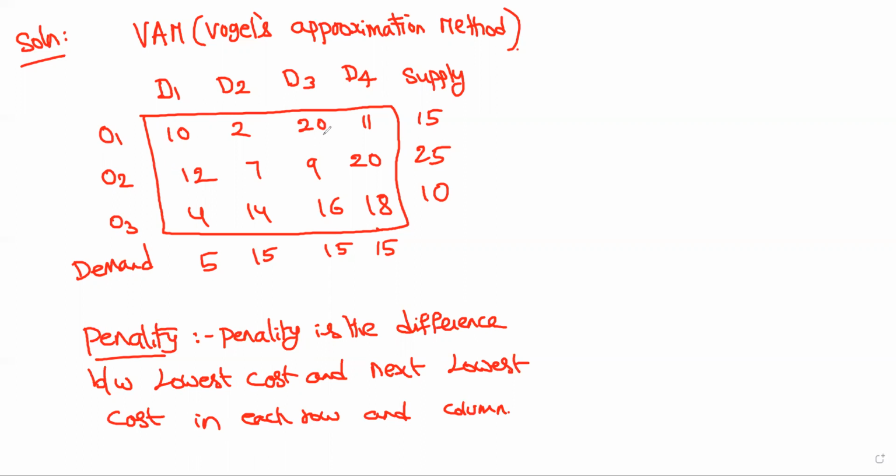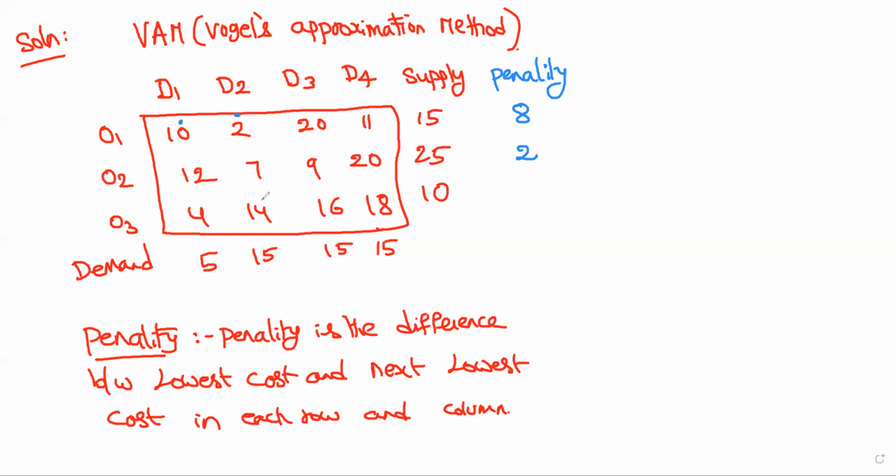First, I'm going to find the penalty row-wise. Keep the heading penalty outside. In the first row we have 10, 2, 20, 11. What is the least element here? 2. Next least element is 10. The difference is 8. Next, the least element is 7 and the next least element is 9. The difference is 2.